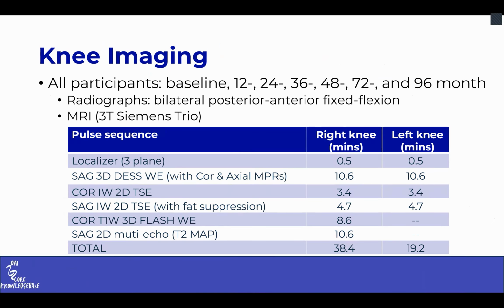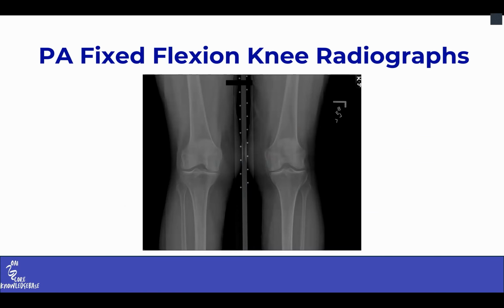All participants had a comprehensive imaging performed at baseline and the annual follow-up visits through 48-month follow-up. They also had additional imaging completed at 72 and 96-month follow-ups. The most common radiographs were the bilateral posterior-anterior fixed flexion knee radiographs, and participants also underwent a 3 Tesla MRI, which included sequences like the sagittal 3D DESS, which is commonly used for measuring articular cartilage. And there's also a 3D FLASH sequence available, as well as several 2-dimensional sequences, such as the sagittal intermediate weighted fat suppressed sequence.